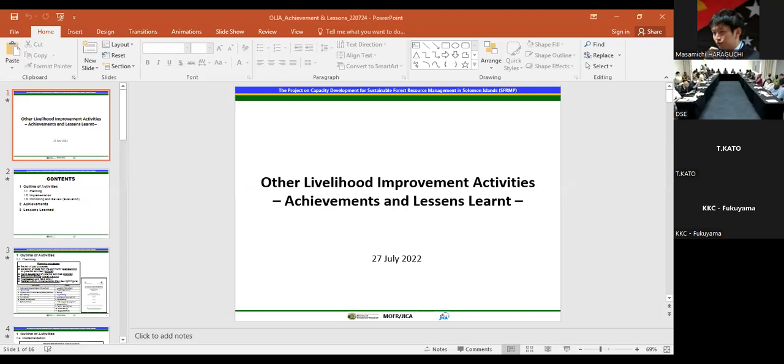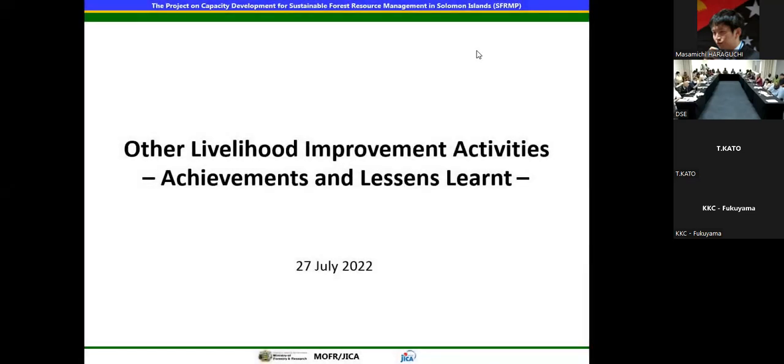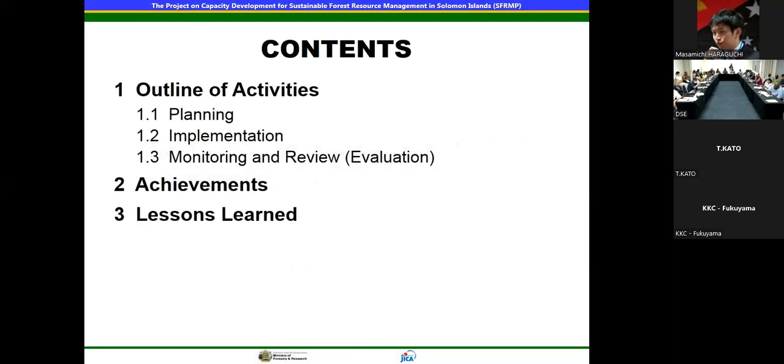Okay, good afternoon, everyone. I will be presenting on other livelihood improvement activities. As you know, it is under component 3, output 3. In output 3, we have two parts: forest management and other livelihood activities. Under other livelihood activities, we have agroforestry, which we have already presented on, and I will be presenting on other livelihood improvement activities. It's part of output 3.